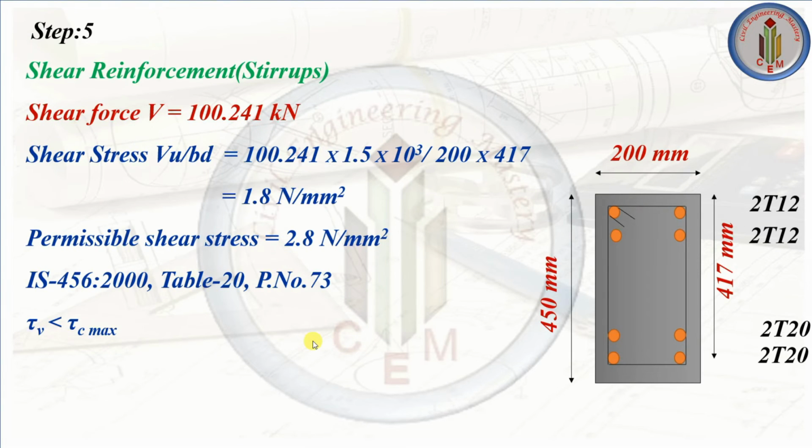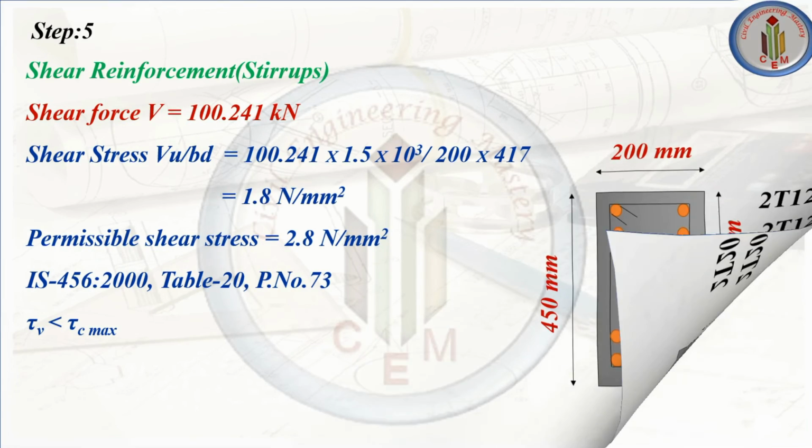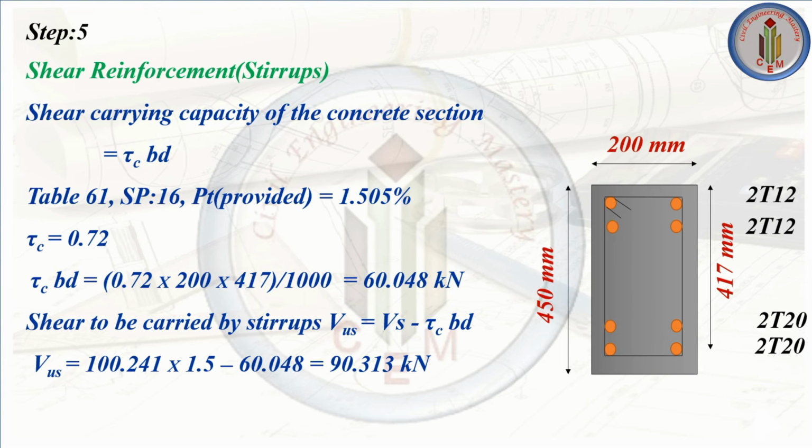Here you may have a doubt: what happens if we get a shear stress more than the permissible shear stress? If it exceeds the permissible shear stress, we need to increase the section dimensions. Either we can increase the width of the beam or the depth of the beam. Then we need to continue the same calculation. Next, the shear carrying capacity of the concrete section.